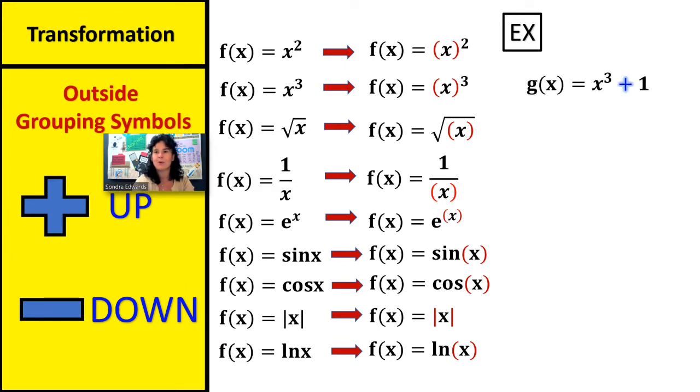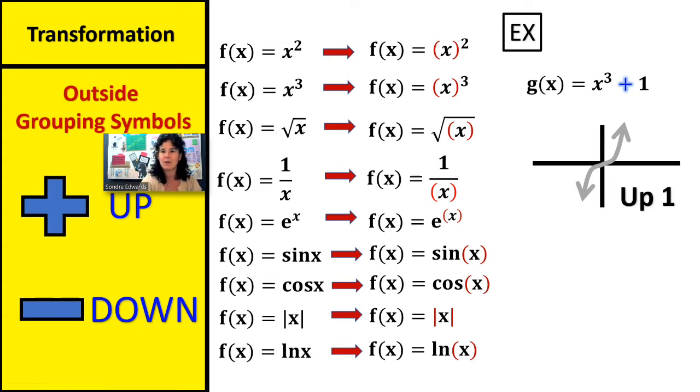Okay, let's look at another example. Let's say I have g of x is x cubed plus 1. What I want you to notice now is that plus 1 is not inside of grouping symbols. If I had x plus 1 raised to the third power, then the plus 1 would be inside grouping symbols. But since the plus 1 is not inside of grouping symbols, when the adding and subtracting is outside of grouping symbols, plus takes you up and minus takes you down. So I would want the parent function of x cubed, and then I just grab that cubic function and move all of it up 1, and the graph of g of x equals x cubed plus 1 looks like that blue curve.